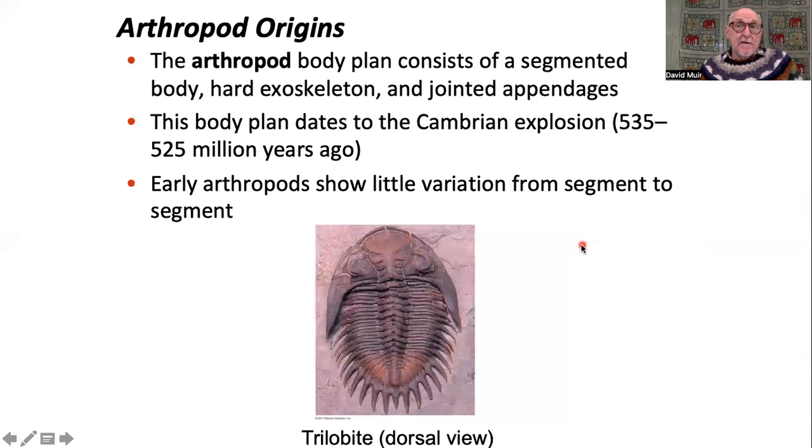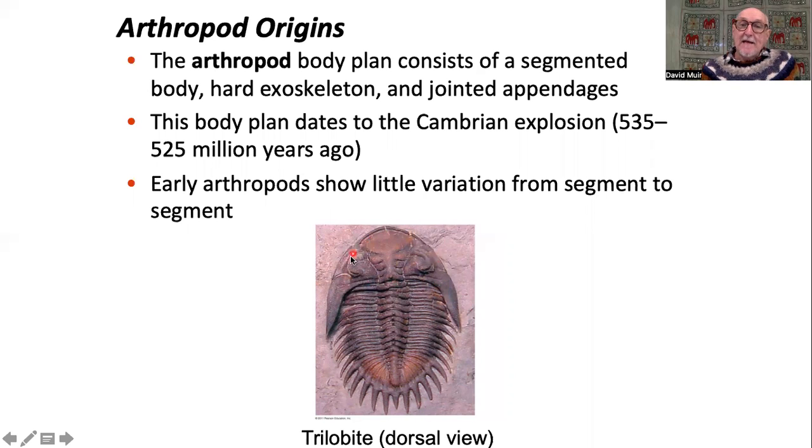So the arthropod origins lie back in the Precambrian, and the basic body plan is this jointed exoskeleton with repeating segments, and the primitive condition was to have many, many jointed limbs. In the primitive ones there's very little variation.